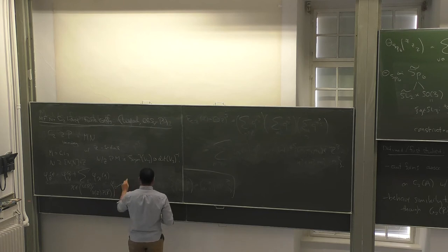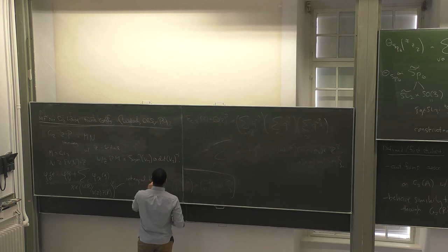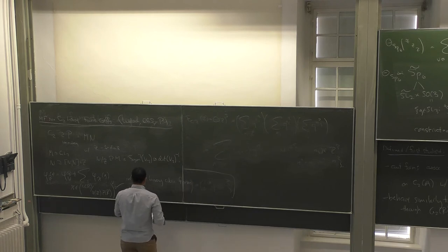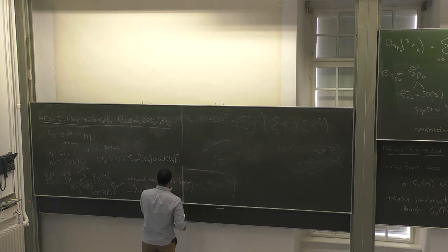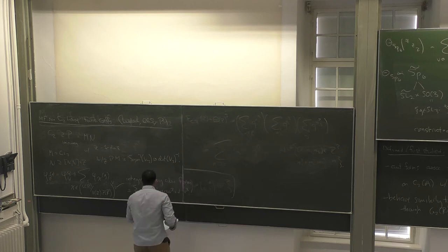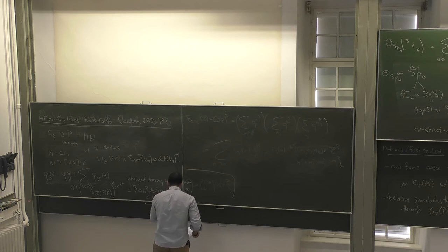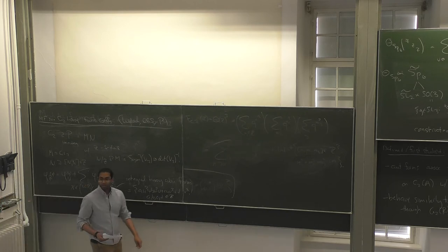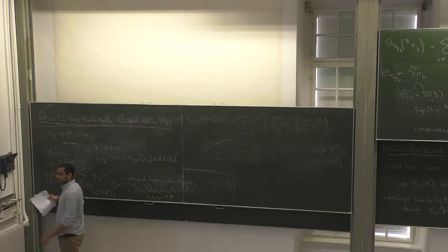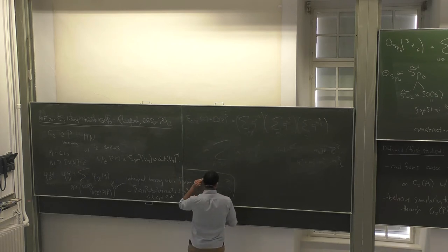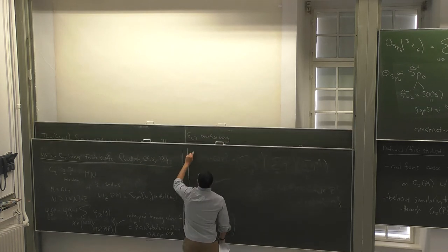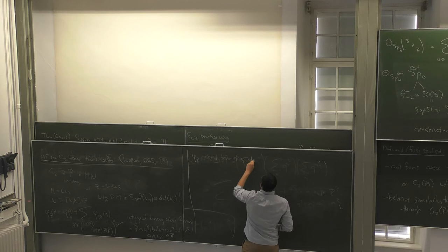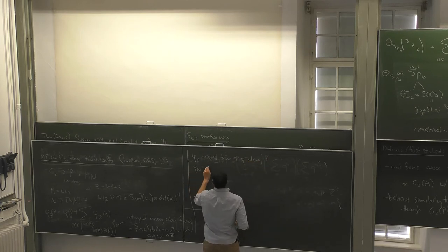This Pontryagin dual you can identify with integral binary cubic forms. So the set of a u cubed plus b u squared v plus c u v squared plus d v cubed with a, b, c, d integers. Here phi Z is the constant term of phi along Z, and similarly phi N is the constant term of phi along N.